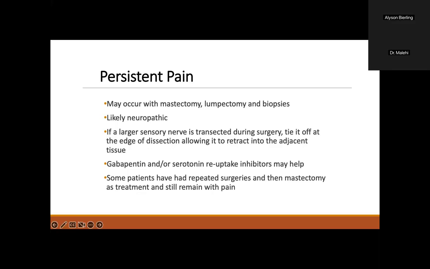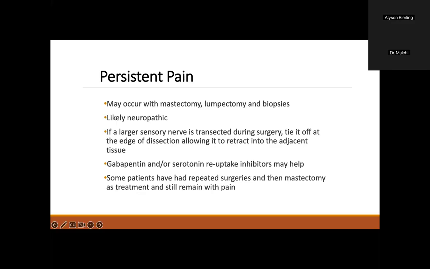If while we're doing the surgery, we see a larger sensory nerve, it's best to transect that at the very edge: pull it out a little, tie it off, and cut it so that the tie can retract back into normal tissue. If the pain continues and doesn't seem to be improving, gabapentin or a serotonin reuptake inhibitor can be useful in decreasing it, as it is a neuropathic pain.